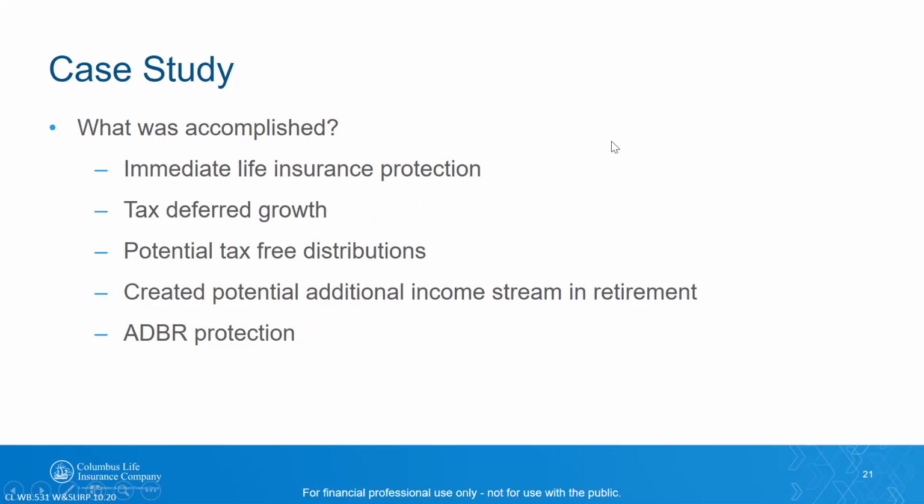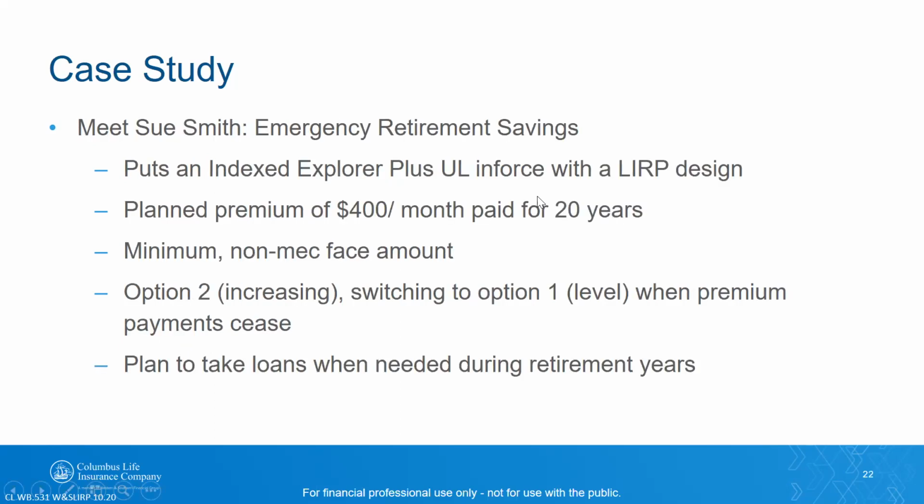So before I run the illustration, just so that you know what the benefits are going to be, the client's going to get immediate life insurance protection. They immediately have tax deferred growth. So the money that is going in here is not generating a 1099 annually, whereas if this money had been going into a mutual fund or a savings account or a CD, they would be getting those 1099s annually. She also immediately has potential tax-free distributions and a potential income stream in retirement, and of course the living benefits on the contract.